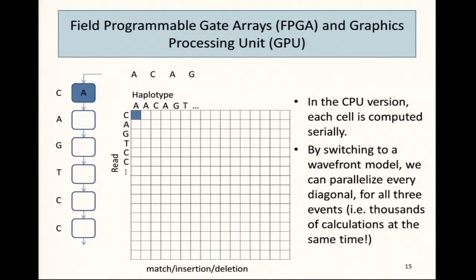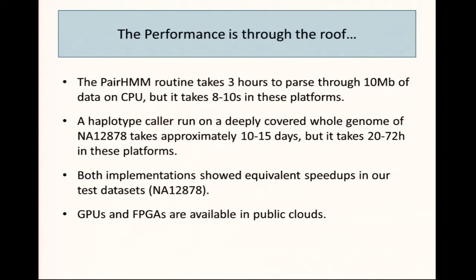And if we move to a diagonal implementation of this, which is called wavefront, all of the diagonal can be calculated in parallel because the values are not dependent on any of the previous or future values. So by shifting to this implementation, we can calculate the entire diagonal of each one of these read haplotype pairs in parallel using the hundreds or thousands of processing elements of these different technologies. And when we do so, this routine, which we call PairHMM, which used to take 3 hours to parse through 10 megabases of data in the CPU, now takes 8 to 10 seconds.